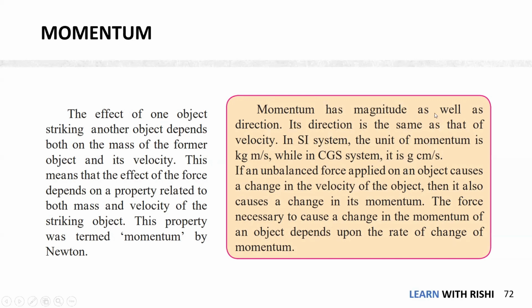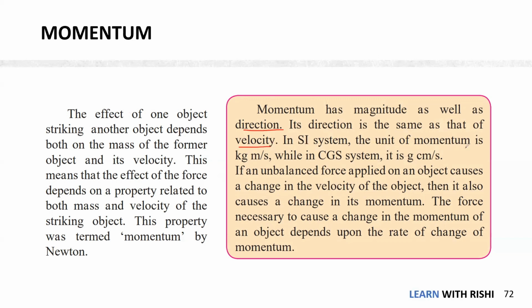So momentum has magnitude as well as direction. Now, how it has direction? Because it is a product of mass and velocity. Now, mass is a scalar quantity, but velocity is a vector quantity. So, momentum has direction of velocity. Since velocity is a vector quantity, it has direction. So, momentum also has magnitude and direction. Its direction is same as that of the velocity.